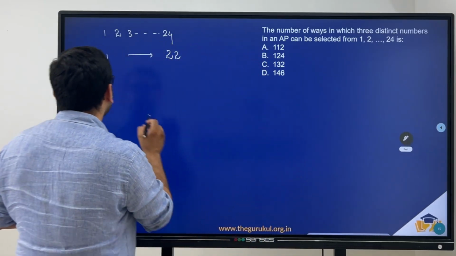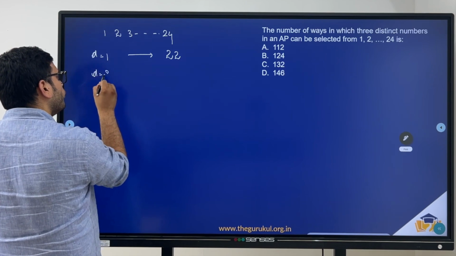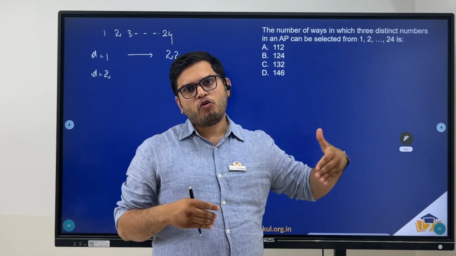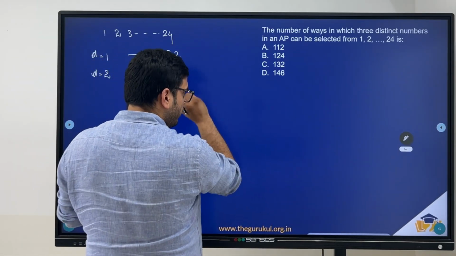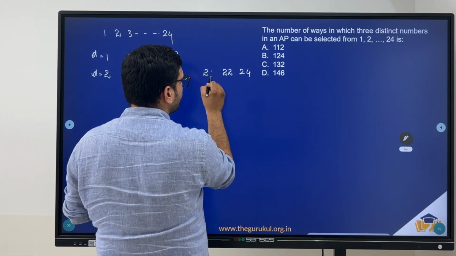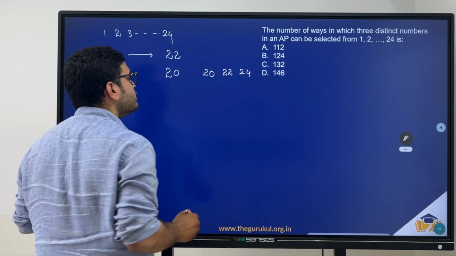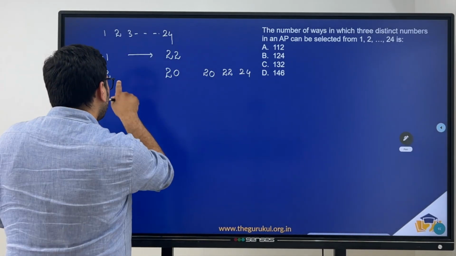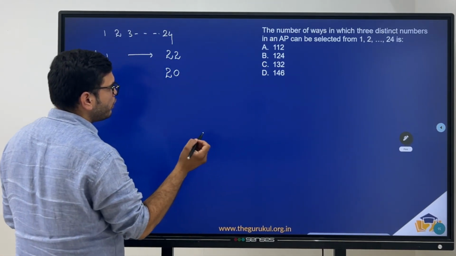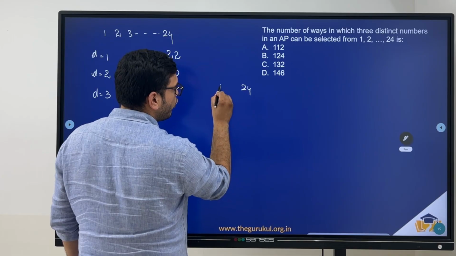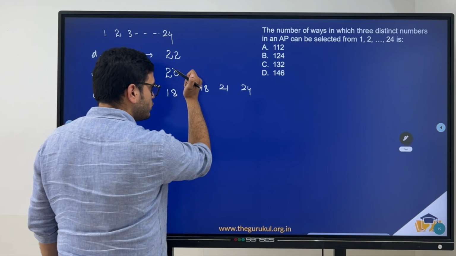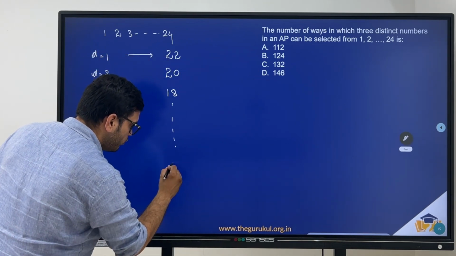Now similarly, if the common difference is 2, then we can start from 1, 3, 5; 2, 4, 6; so on till, let's work from the back, 24, then 22, then 20. So you'll have 20 such progressions when the common difference is 2. Now if the common difference is 3, 1, 4, 7, so on till 24, 21, 18. So there will be 18 such progressions, and so on and so forth.